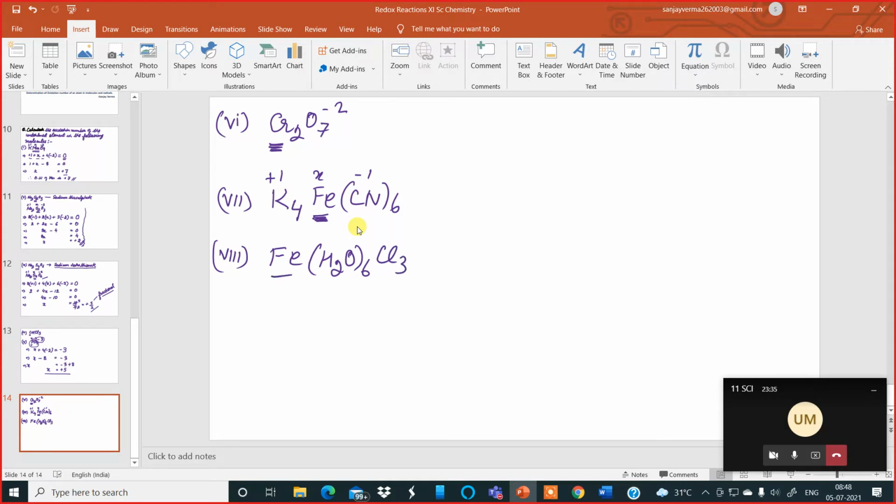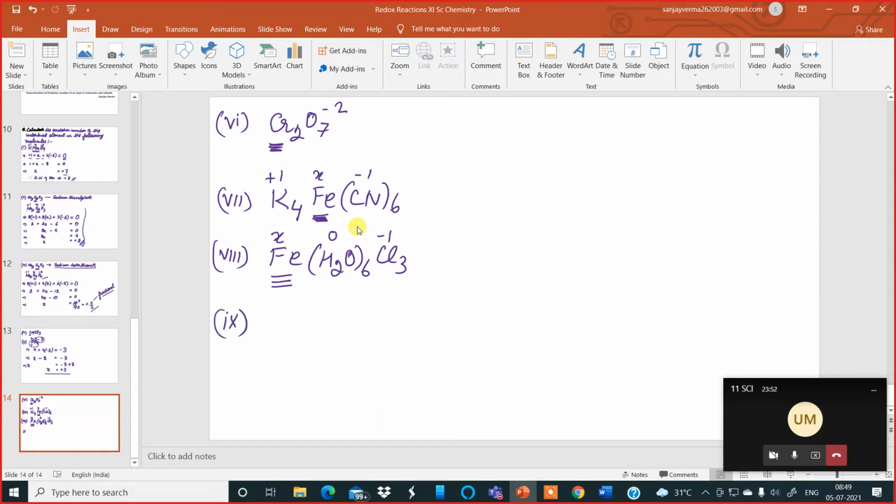FeH2O6Cl3. Get the oxidation number of iron. Again here you have to let the oxidation number of iron be X. Water is a neutral molecule, so put 0 over there. Chlorine's oxidation number is minus 1. So this you work out. Then one more I'll give you for your homework.